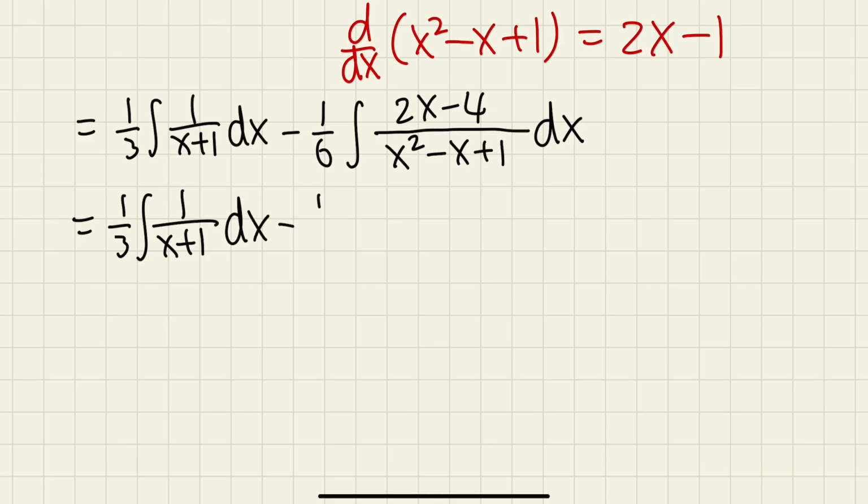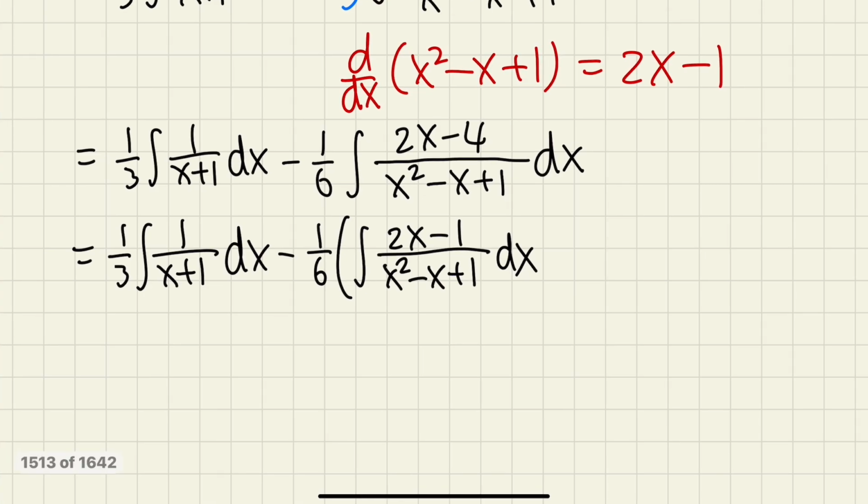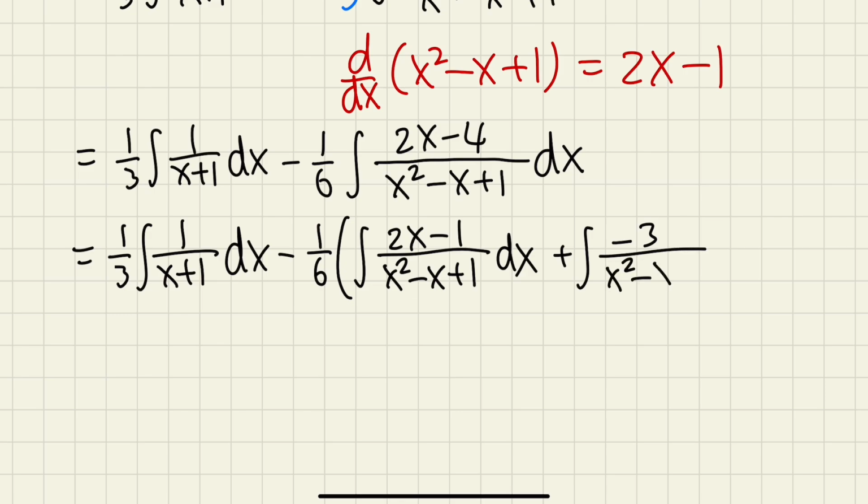And then minus 1/6. And I'm going to separate these two integrals inside. Integral 2x minus 1. So we'll do this first. And I'm going to close that integral. And then I'm going to have, let's write it as plus integral of negative 3, and then the denominator, like this.